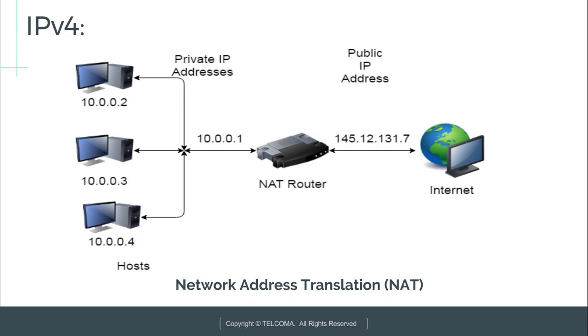This diagram shows how network address translation works. These computers have private IP addresses, for example 10.0.0.1, and the public IP address given by the NAT router is 145.12.131.7. So it is identified by its public address in the internet. The outer devices don't know about its private IP addresses. So by using NAT, the private addresses are kept secure. In this way we use NAT.